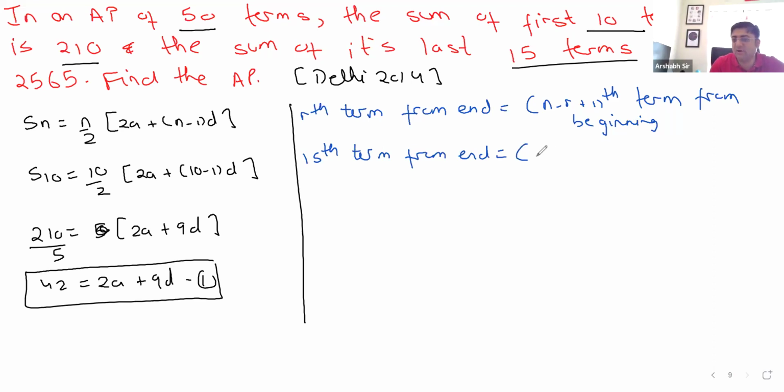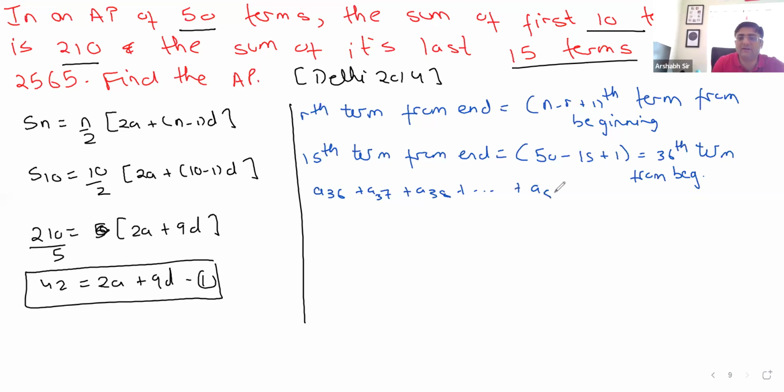So this is n. Total there are 50 terms. Minus r क्या है? 15 plus 1. That is, it is 36th term from beginning. Is this clear बेटा? तो अब मुझे क्या दिया हुआ है कि 36th term plus 37th term plus 38th term up till 58th term, ये चीज मुझे दी हुई है 2565. Do you agree? है ना?